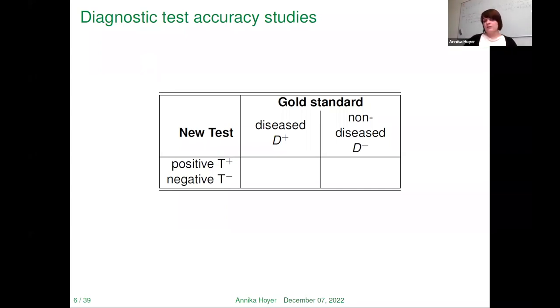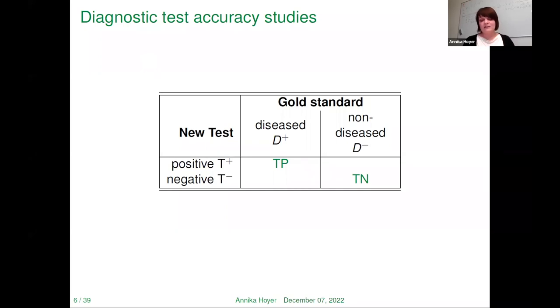And then they underwent the new diagnostic test, which can be positive or negative, leading to different results that can be depicted in the contingency table. So if the new test is positive and someone is diseased by gold standard classification, then we have our TP or true positive test result, or the new test is negative and the person is non-diseased, then we have our TN, our true negative test results. And the new test works perfectly fine if we only have true positive classifications and true negative classifications.